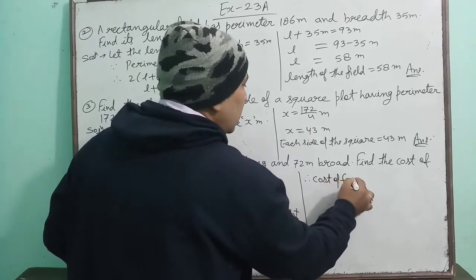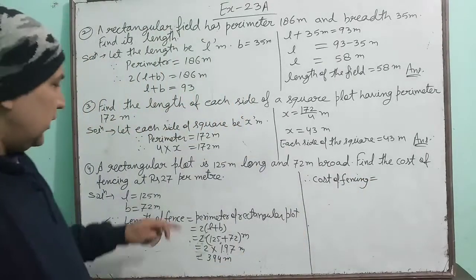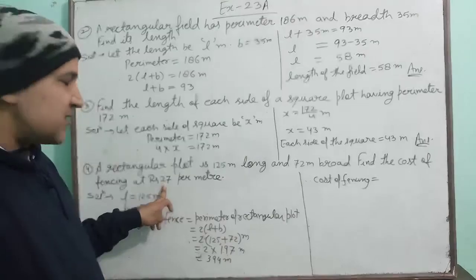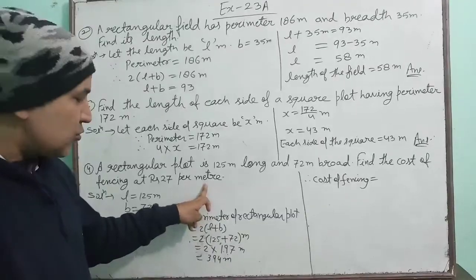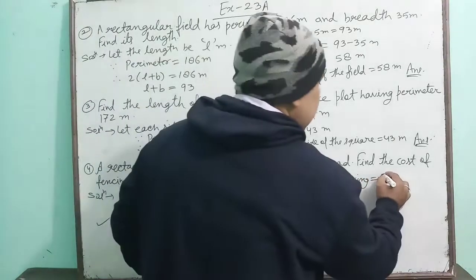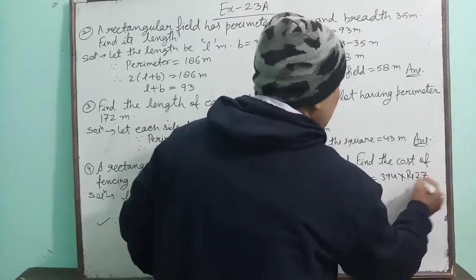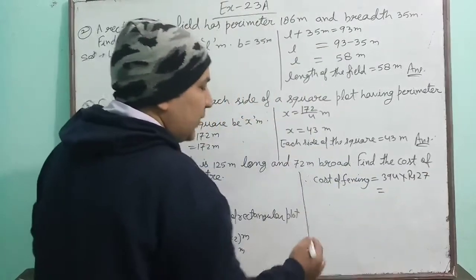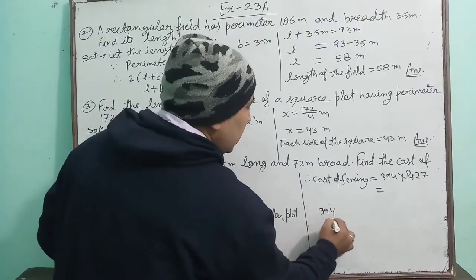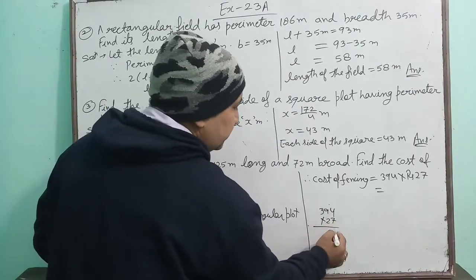Therefore, cost of fencing will be 27 rupees is the cost of 1 meter. So what will be the cost of 394 meter? This 394 will be multiplied by rupees 27. Now multiply and get your answer. 394 is multiplied by 27.